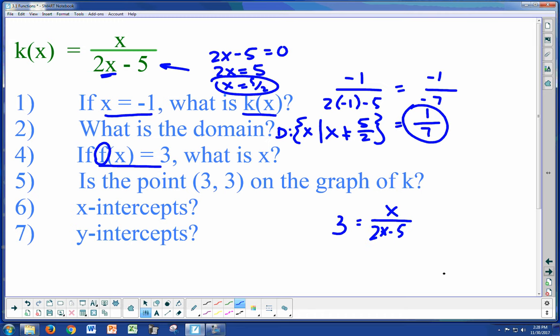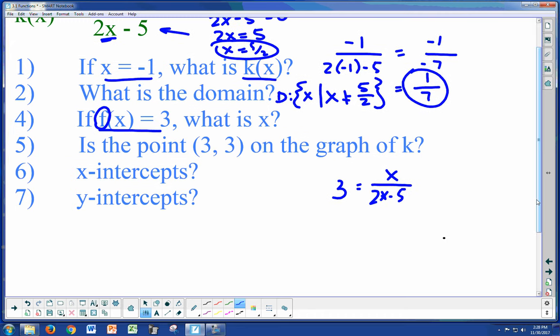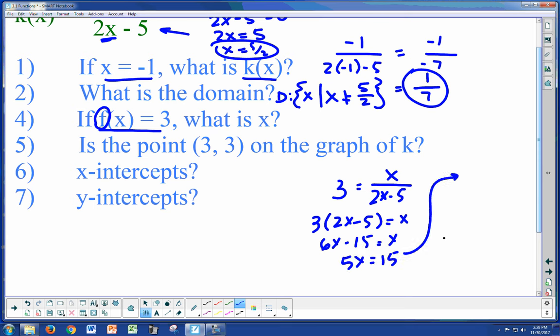Okay, looks great. Now all we have to do is multiply through by that denominator, so 3 times 2x minus 5 equals x, or 6x minus 15 equals x. 5x equals 15. That's bringing that x to the left side and the 15 to the right side. So x is equal to 3. That's confusing because we said the function was 3, and look at that, the x value is also 3.